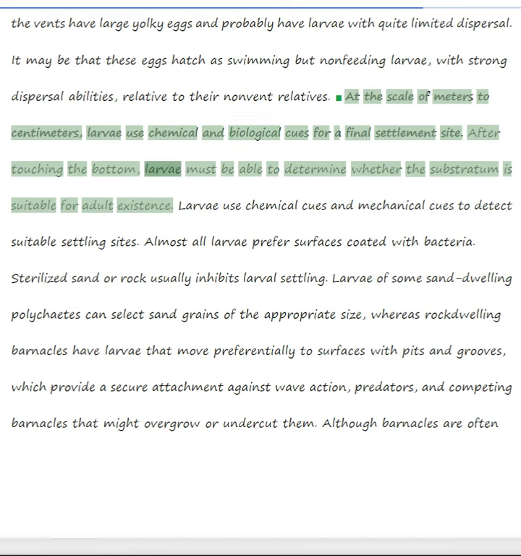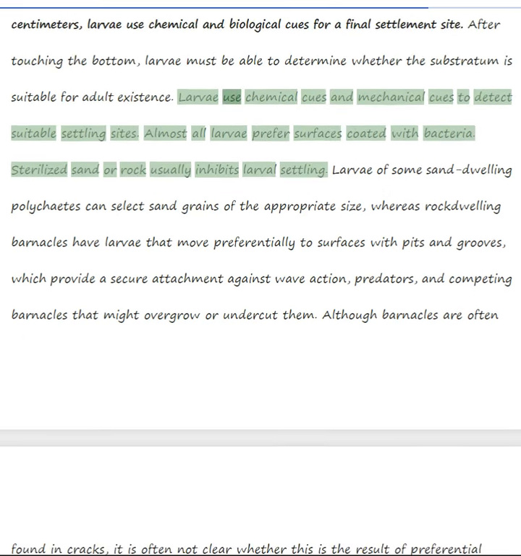After touching the bottom, larvae must be able to determine whether the substratum is suitable for adult existence. Larvae use chemical cues and mechanical cues to detect suitable settling sites. Almost all larvae prefer surfaces coated with bacteria. Sterilized sand or rock usually inhibits larval settling.